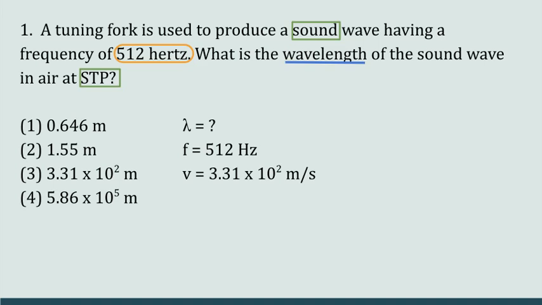I'm picking a formula that involves all three of these variables. So v equals f times lambda, or velocity equals frequency times wavelength. I'm plugging in my numbers, and then the last step that I'm going to take is to divide both sides by 512 so that I can get lambda by itself. When I do that, I see that the wavelength is equal to 0.646 meters.